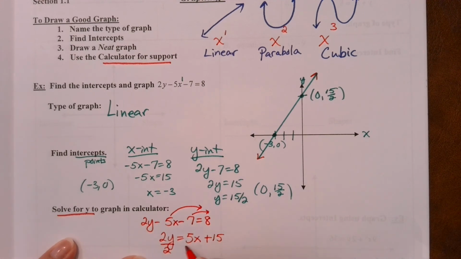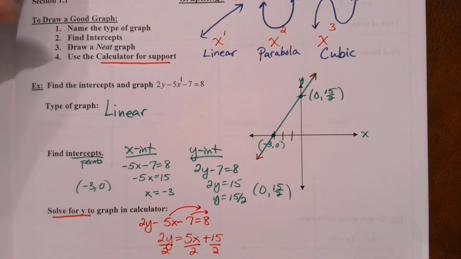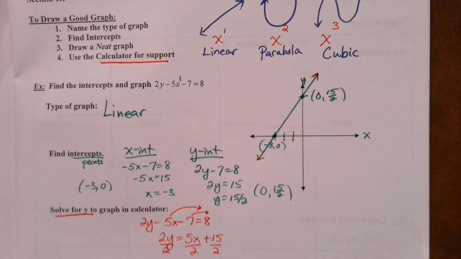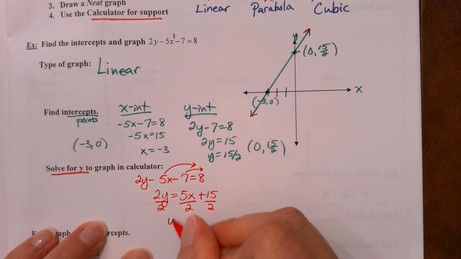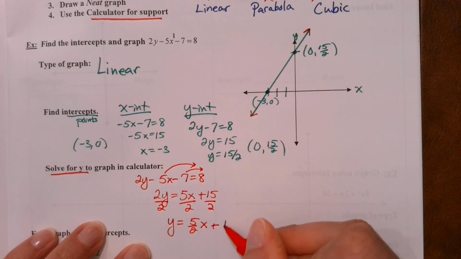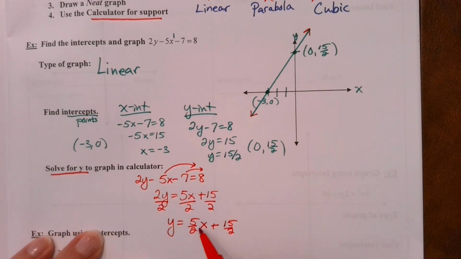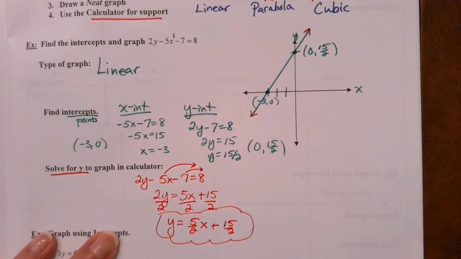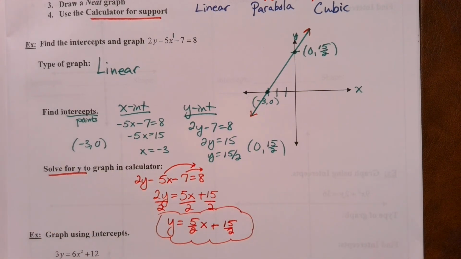I have to divide every term by 2. And I'm going to leave these in fraction form. Why not? Y equals 5 halves x plus 15 halves. Do you know what 5 halves is? Well, that's the slope of the line. Everything's coming back to me now.